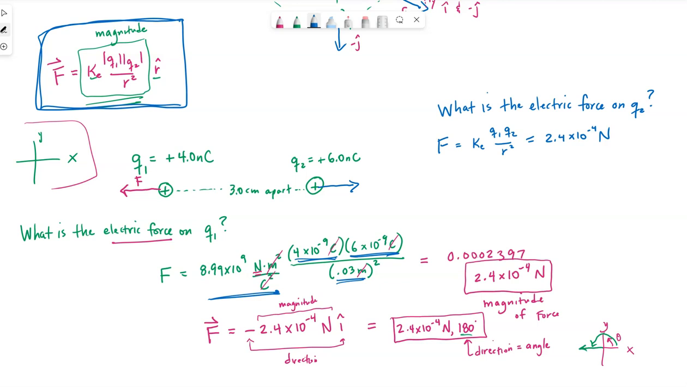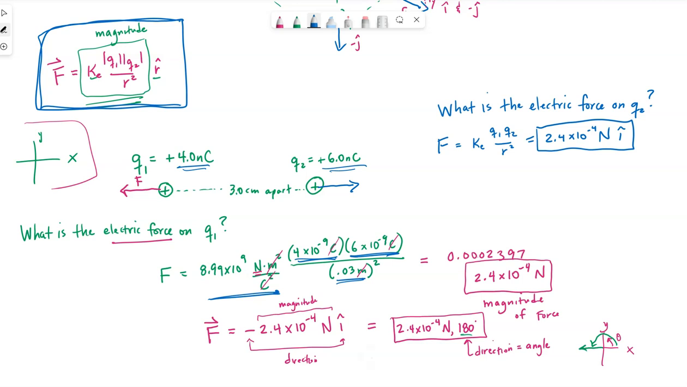So I would plug the same numbers in and get the same magnitude, which hopefully makes sense. If you remember Newton's third law, for every action there's an equal and opposite reaction. That means Q1 is exerting a force on Q2 that is equal in magnitude, just size, to the force that Q2 is exerting on Q1. But equal and opposite, this one is in the positive x direction. So Q2 is getting pushed to the right, while Q1 is getting pushed to the left. So equal and opposite forces. Even though they do not have the same charge, they experience the same force.